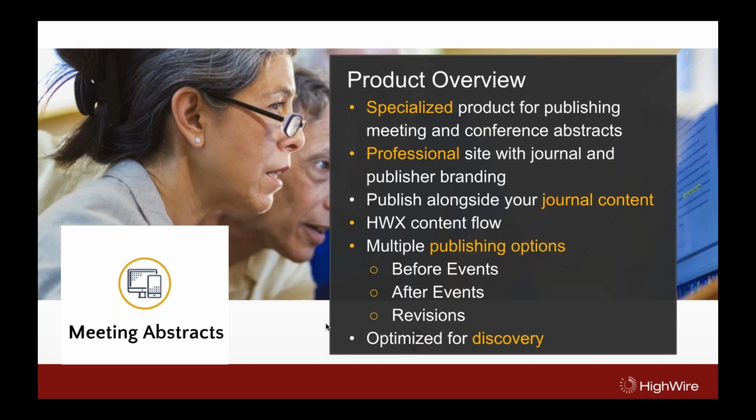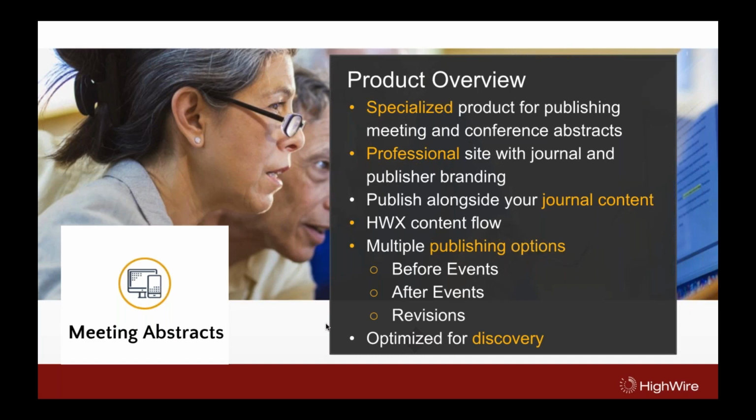You're publishing alongside your journal content. This is going to help you boost your visibility for your content of your meeting abstracts. By leveraging the journal content discovery tools and your optimization for discovery, such as search and Google Scholar, the content is more widely available.